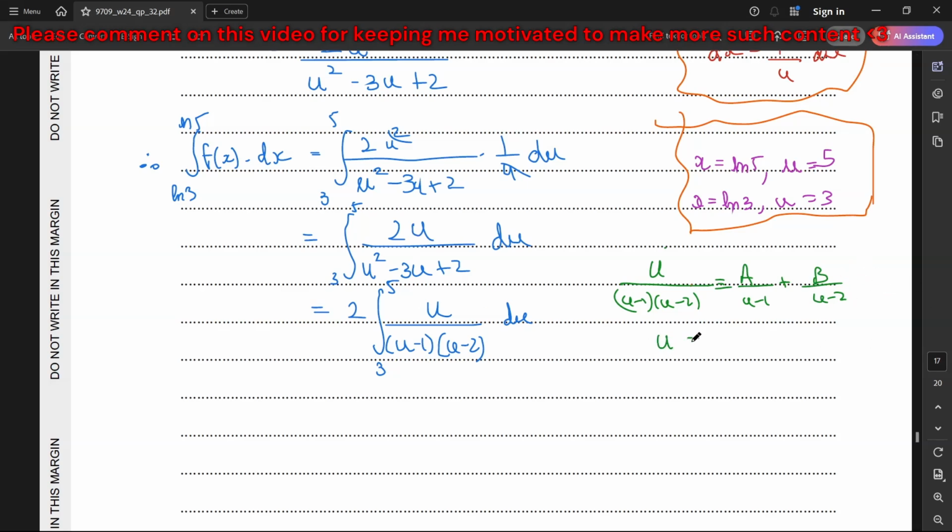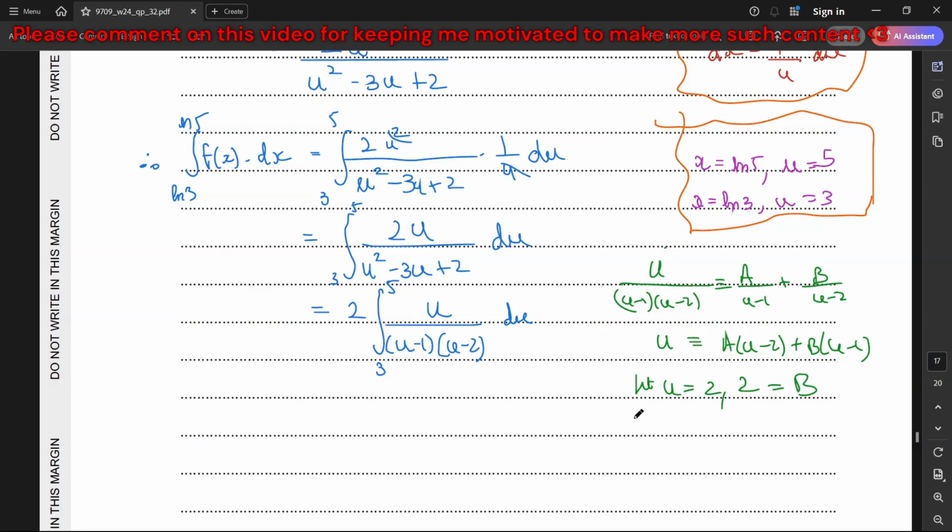So now I can say that my u can be compared with a into u minus 2 plus b into u minus 1. Now let u equal 2. In that case, this term goes to 0. Sorry, u is 2, this term goes to 0. So I'm left with 2 minus 1, so b is equal to 2 is what I get over here.